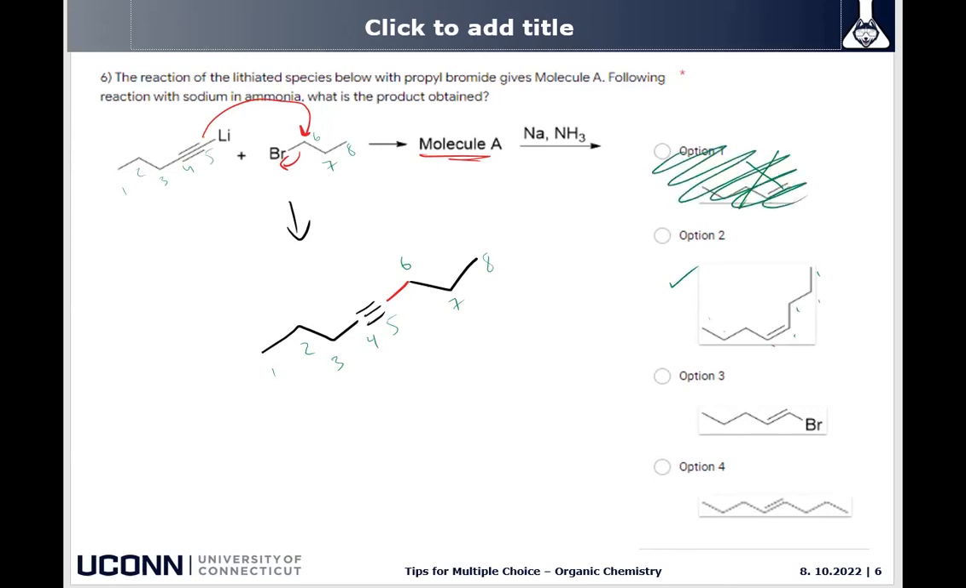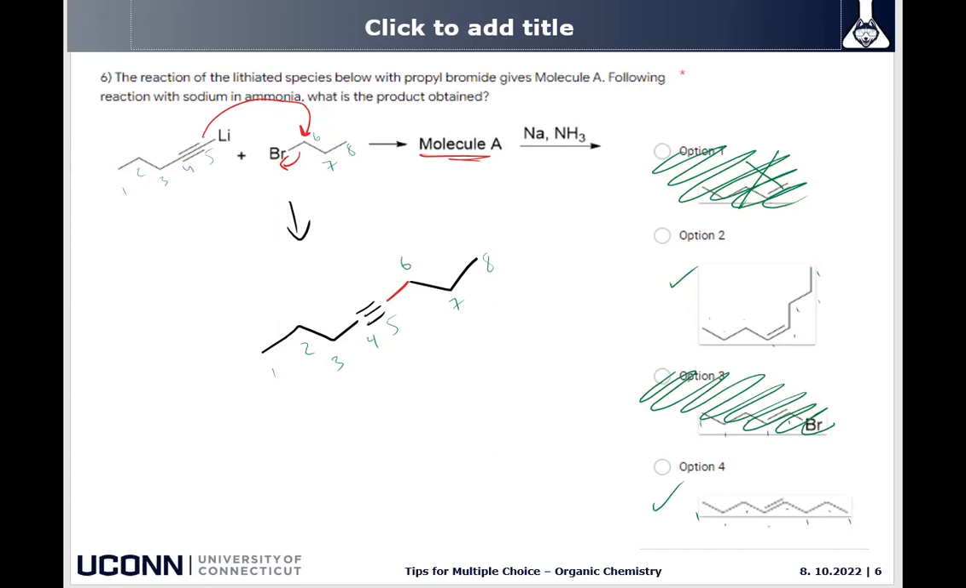Get rid of this. Option 3, we have 1, 2, 3, 4, 5. That's also wrong because we haven't brought together those two pieces. And option 4, we have 1, 2, 3, 4, 5, 6, 7, 8. So that's still on the table.